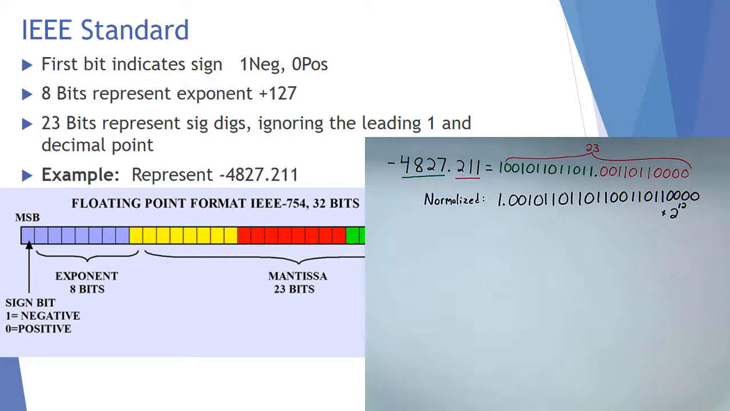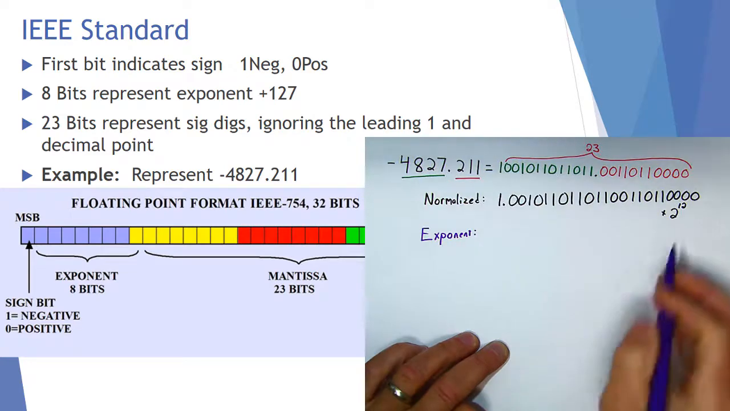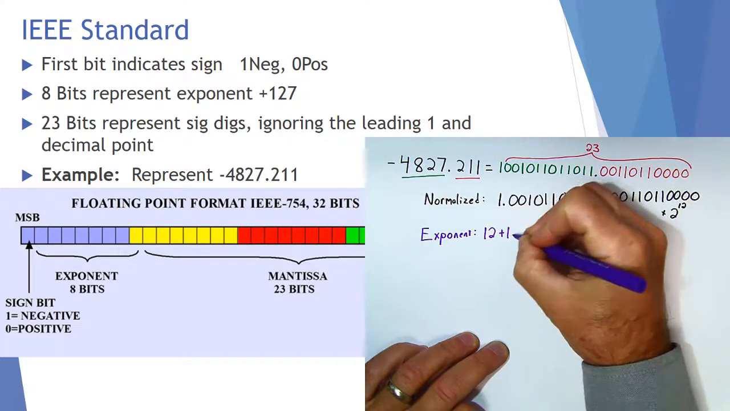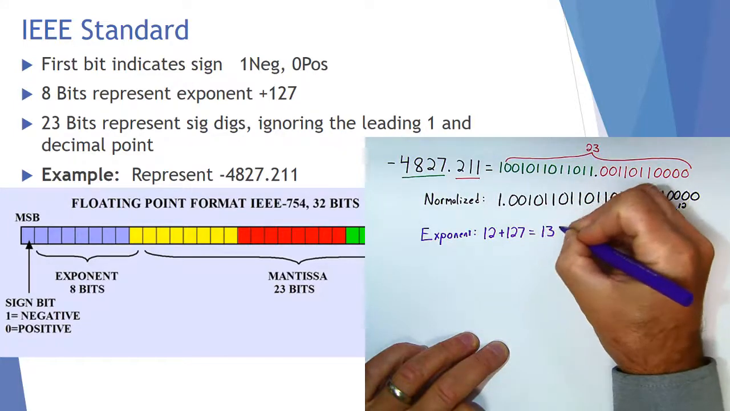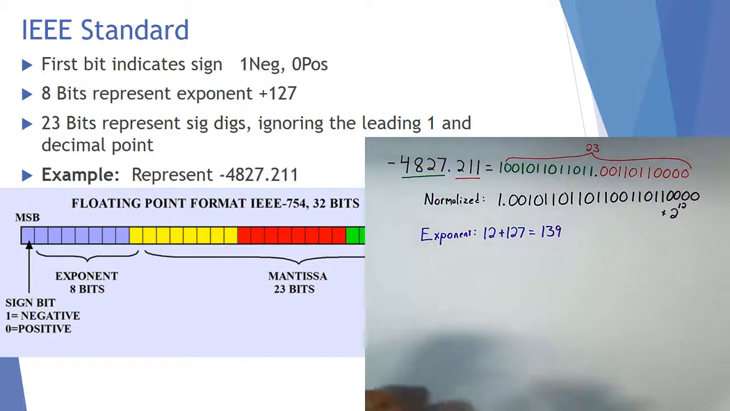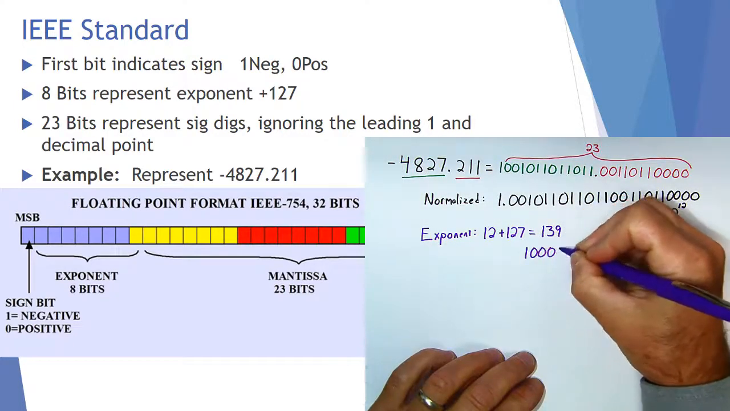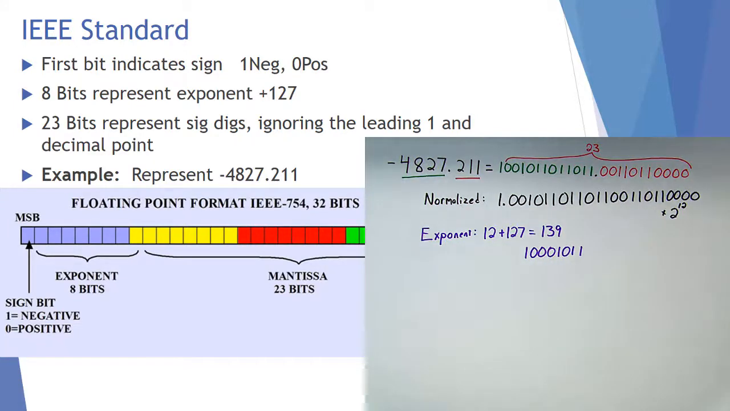And we've got this in normalized form. So what's our exponent going to be? In this case, our exponent is 12. We always add 127 to that, and so our exponent here turns out to be 139. The binary representation of 139 is 10001011. And at that point, we can put our number into those 32 bits.